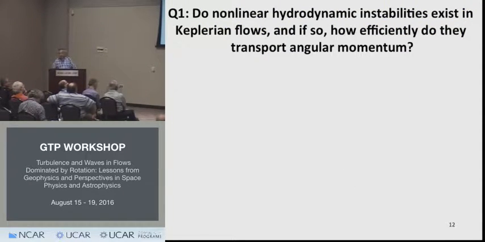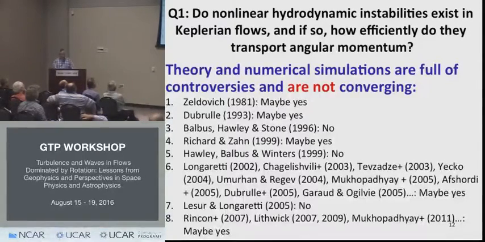And the question I'm repeating again: the first question is, do nonlinear instabilities exist in such a flow? If so, how much can they transfer angular momentum? I want to do a summary of the theory without using equations, just using names and years.